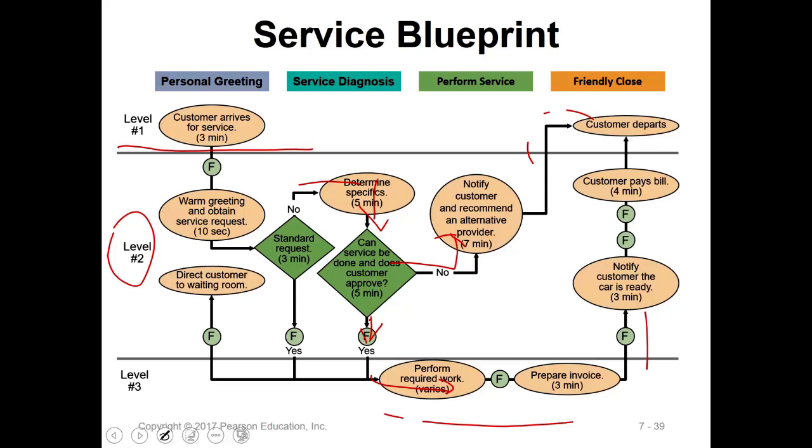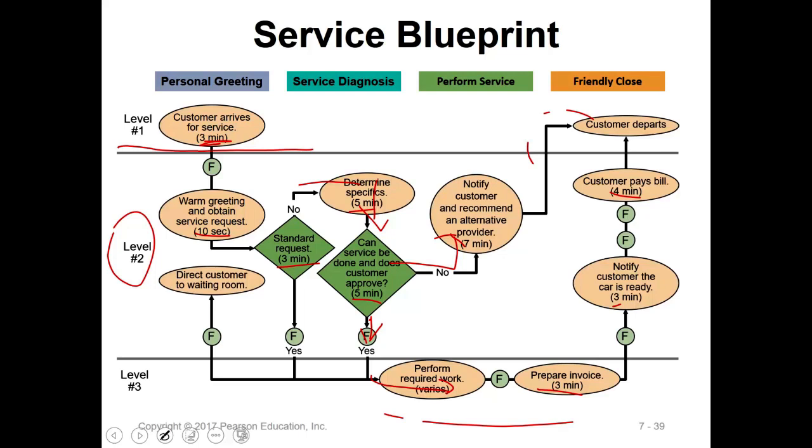And in level 3, in the backside, there's less interaction between the customer and the service provider, mainly just performing the function. Here, in this chart, they also provide you some time. So 10 minutes and 10 seconds. Here is 3 minutes. So time is included over here in the service blueprint.